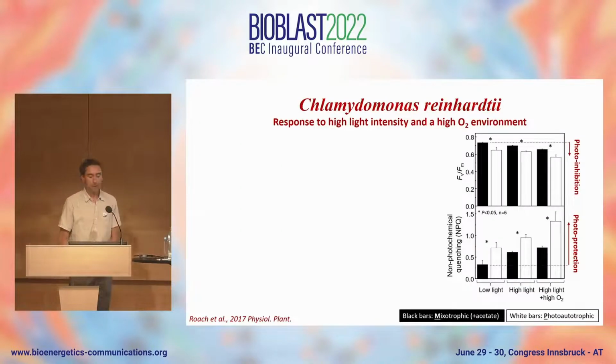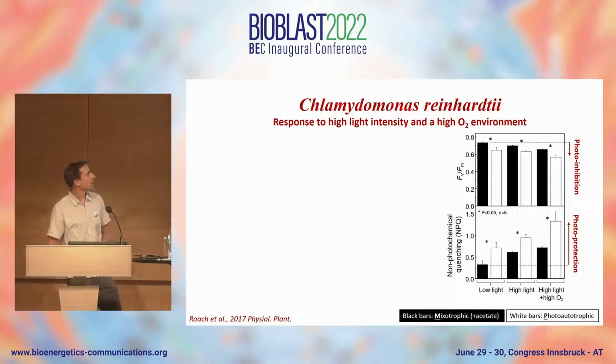So here, having a quick look at the effect of the trophic status on the photosynthetic efficiency. This is the Fv to Fm that you can see here. This is an indicator of the efficiency of photosystem 2. And what we can see comparing the different growth conditions here, so low light, and high light with an additional oxygen stress, is that those photoautotrophic cells, which are in the white bars, have a lower efficiency. This is that they have some photoinhibition and that they are likely to be having some damage to the reaction centers.